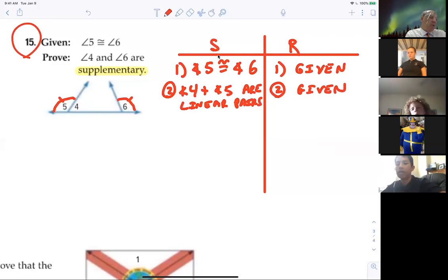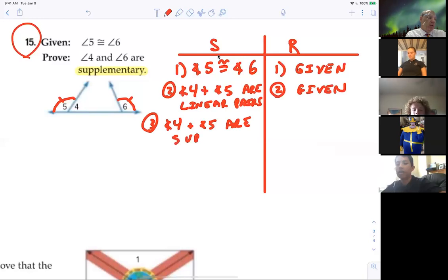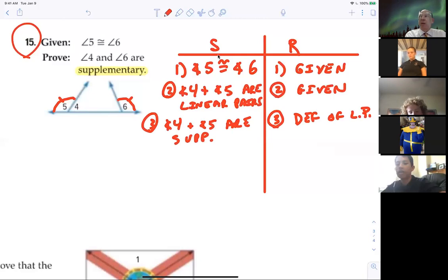Now, once you say they're linear pairs, you can say angle 4 and angle 5 are supplementary. And that, believe it or not, is the definition of a linear pair. And because they are supplementary, they add up to 180. But I don't really care about the 180 because I'm looking at the word here, supplementary. Does everybody agree with that?